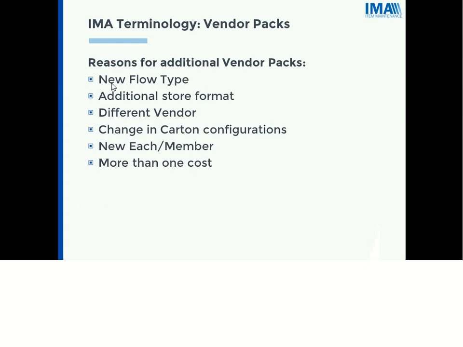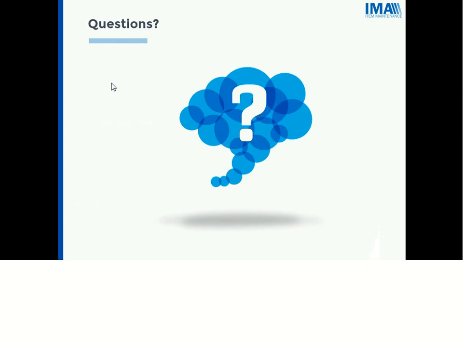And then finally, if there's more than one cost, this is usually only possible with offshore items. So if an item has been sold in the 48 continental states and we want to start selling it in Puerto Rico or Alaska, most likely we're going to be getting that at a different cost. So that would be an instance where you have more than one cost.